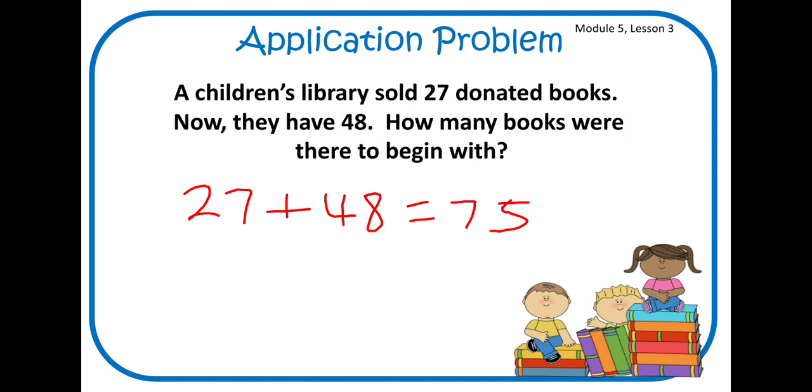That is an addition problem. 27 plus 48 will give us 75. So 75 books were there to begin with. 75 books were in the library at the beginning of the day.